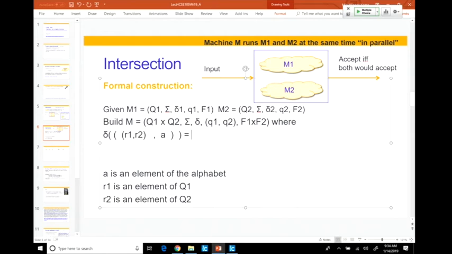So states in M are elements of Q1 cross Q2. What do elements of Q1 cross Q2 look like? Ordered pairs. So we've got to specify the ordered pair that we go to, where the first component is going to come from Q1 and the second component is going to come from Q2. How do we know which state in Q1 we land in? This machine is supposed to simulate M1 and simulate M2.